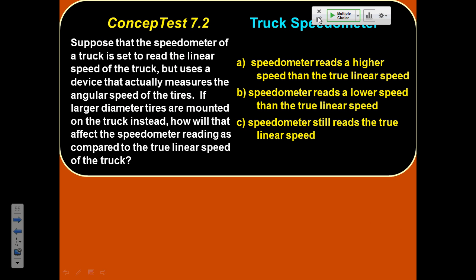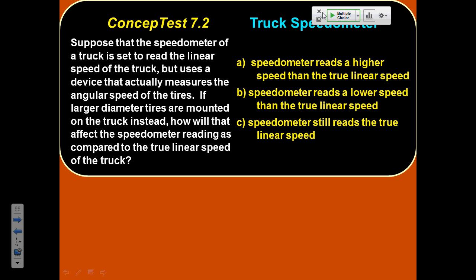Okay, so suppose that the speedometer of a truck is set to read the linear speed of the truck, but it uses a device that measures the angular speed of the tires. And that's what your car does. It measures how quickly your tire rotates, at what angular speed, how many revolutions per second. And then it takes the diameter of that tire and converts it into a linear speed. That's what your car does. If you have a speedometer on your bicycle, that's a lot easier to think about because it has a little magnetic detector. But your car works in the same way.